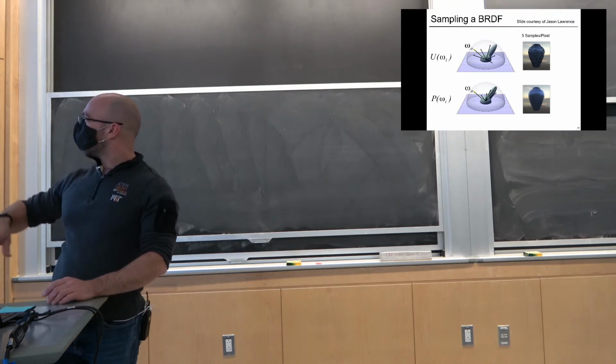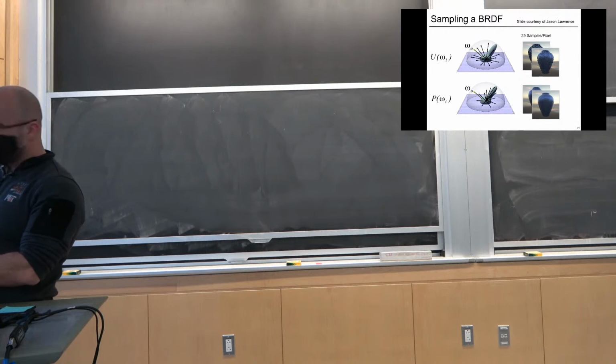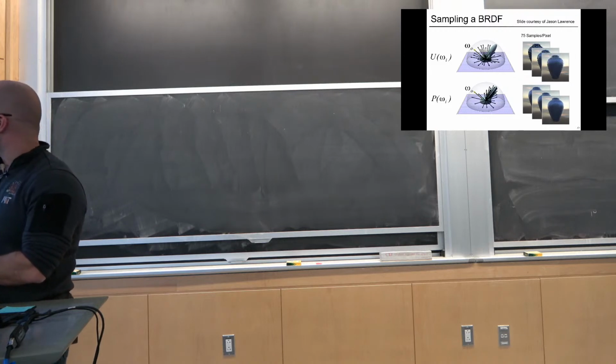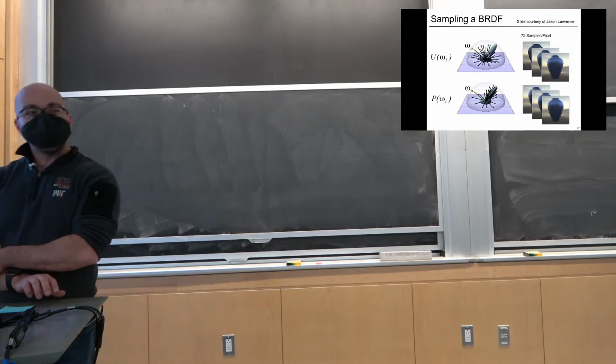On the bottom is sampling with BRDF. You can see the image is a lot better quality, and the quality gets much better, much faster with the number of samples that you have. So notice, like here, you can see the samples on the right-hand side, and notice that they're biased. You have to be really careful when you do this.